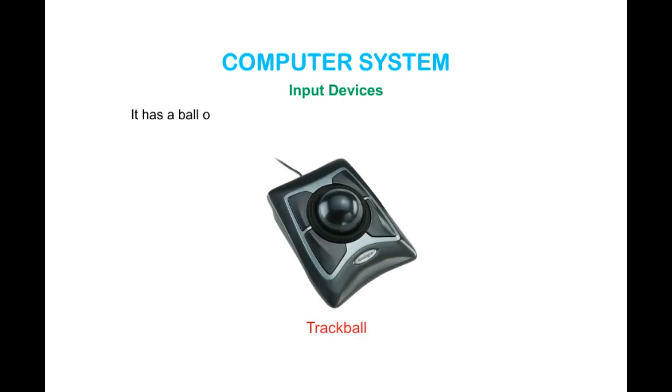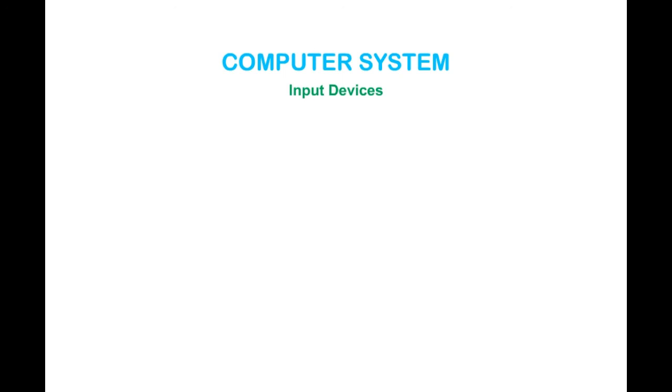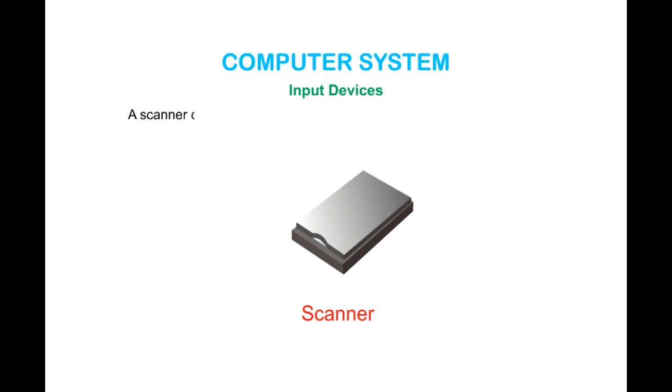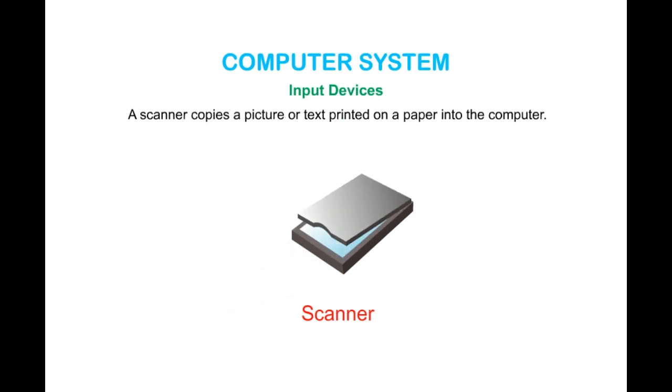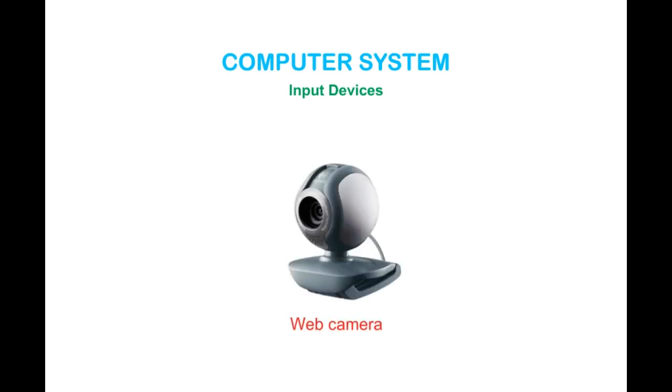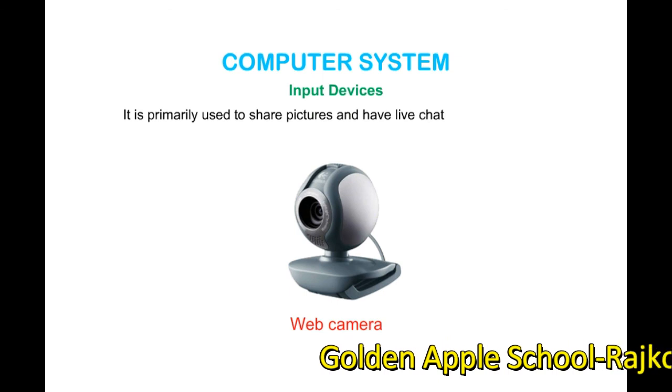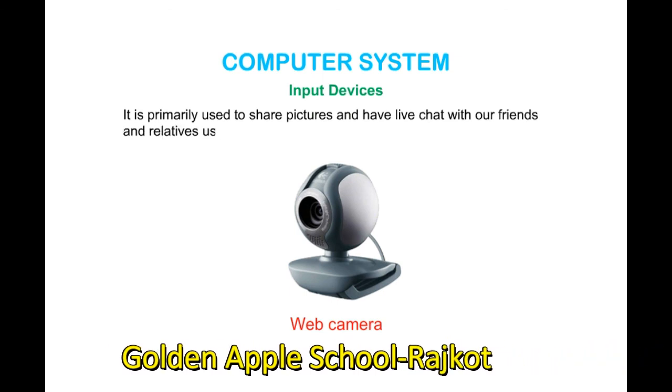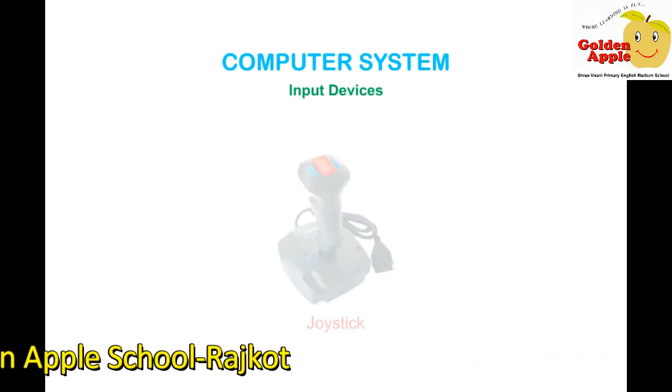Trackball. It has a ball on its top. To move the pointer on the screen, roll the ball with your finger. Scanner. A scanner copies a picture or text printed on a paper into the computer. Web camera. It is primarily used to share pictures and have live chat with our friends and relatives using internet.